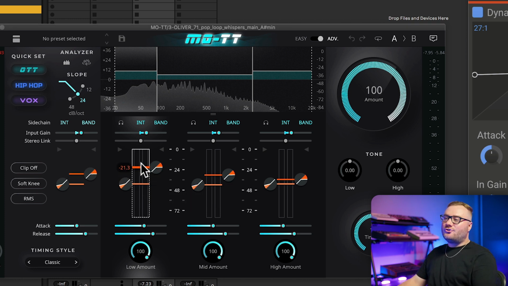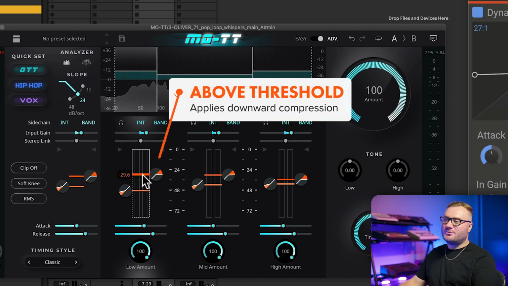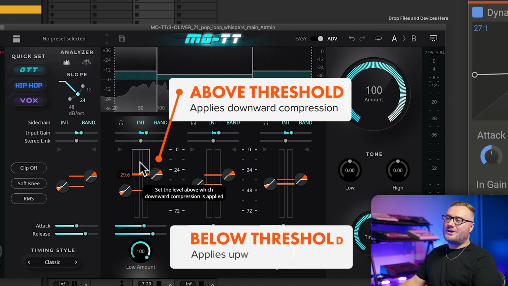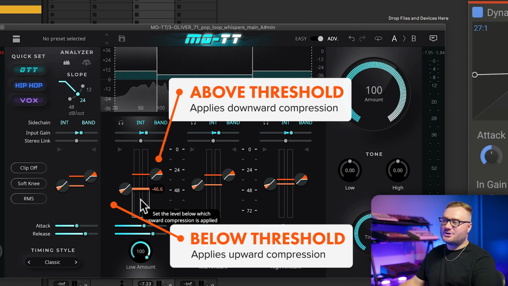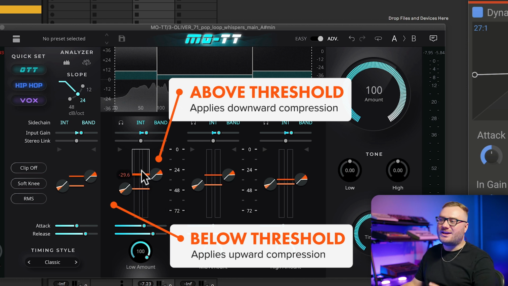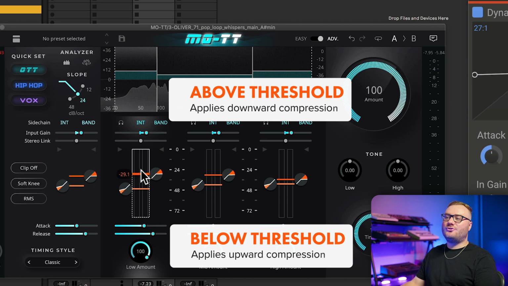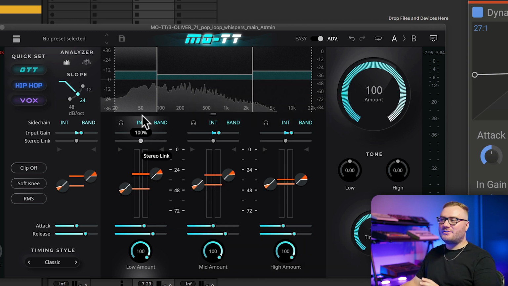You can see we have two thresholds here on each band. This is the above threshold. Everything above this will apply downward compression. This is the below threshold. Everything below this will apply upward compression. Don't worry if this is a bit confusing. It's just important to note that you have two independent dynamics processors on each band of MoTT.